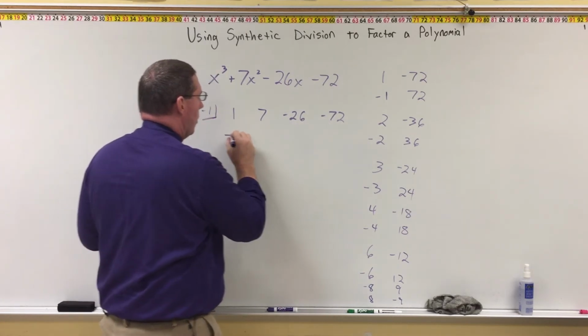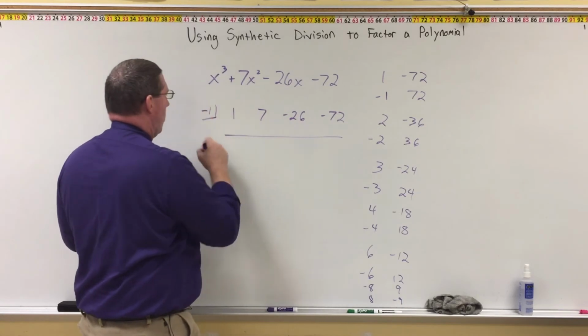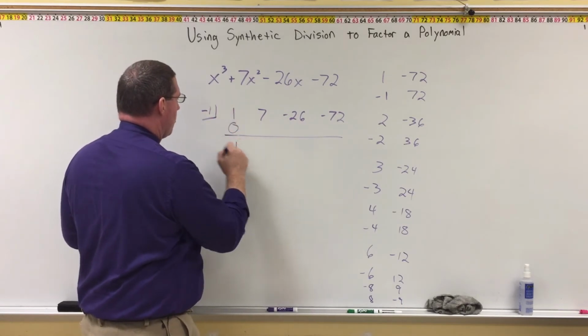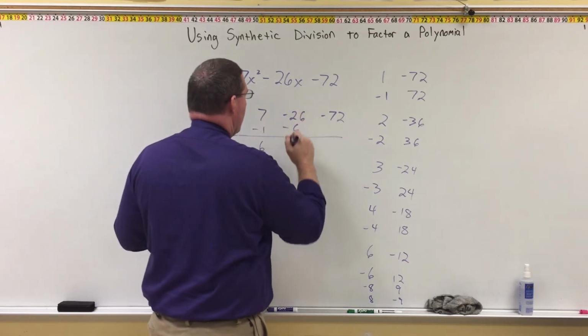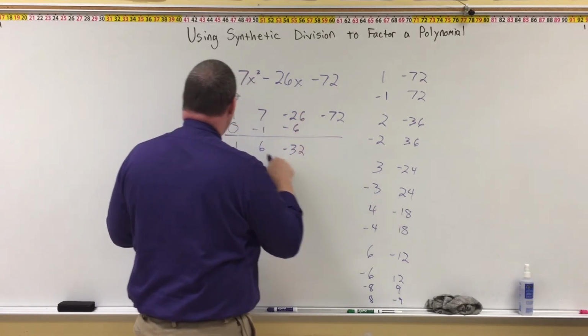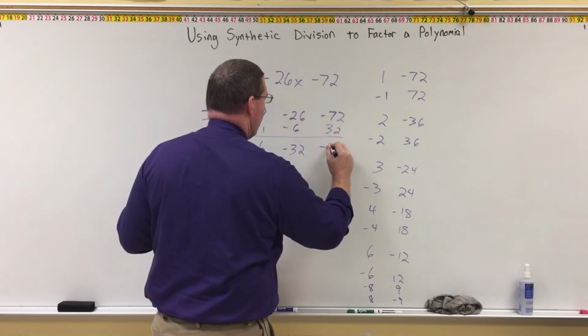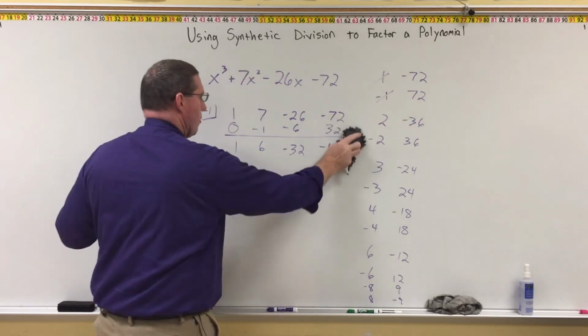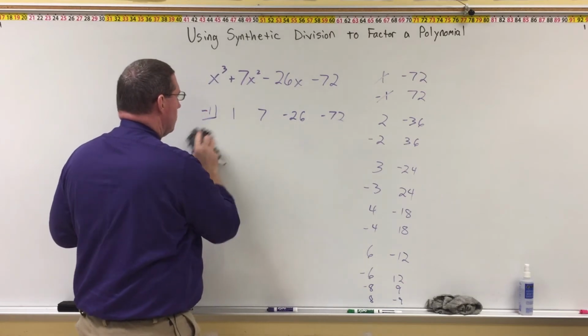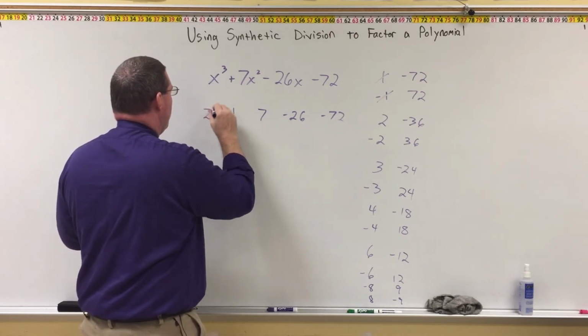So let's try negative 1. Put a 0. 1 plus 0 is 1, times negative 1 is negative 1, plus 7 is 6, times negative 1 is negative 6, minus 26 is negative 32, times negative 1 is 32, and we get negative 40, also not 0, so not negative 1. Okay, so let's try the next one, which is 2. Put 2 here.